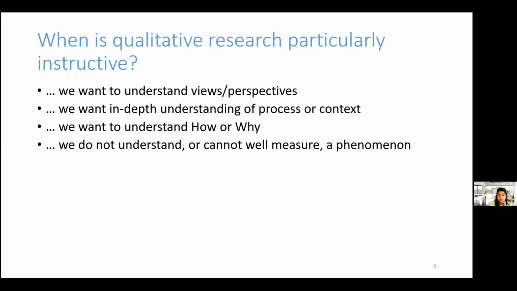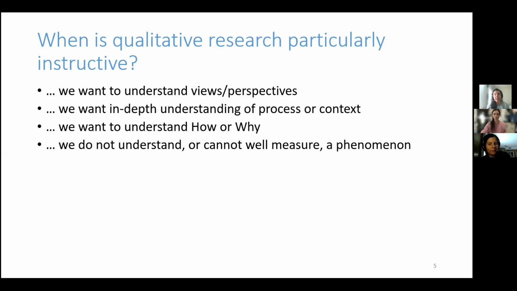And it's also very helpful when there's a phenomenon that either we don't understand very well or we can't measure it very well. So if we don't have a robust understanding or a really clear survey tool or metric to measure something, then qualitative data can be helpful for helping us figure out how we measure and how we describe something new.